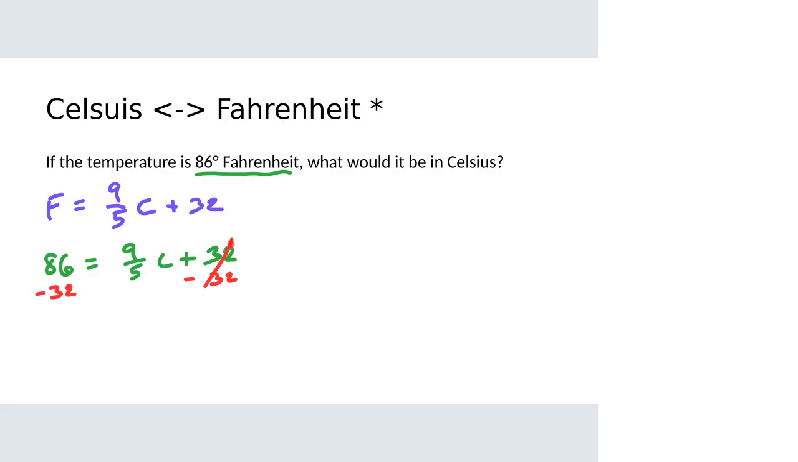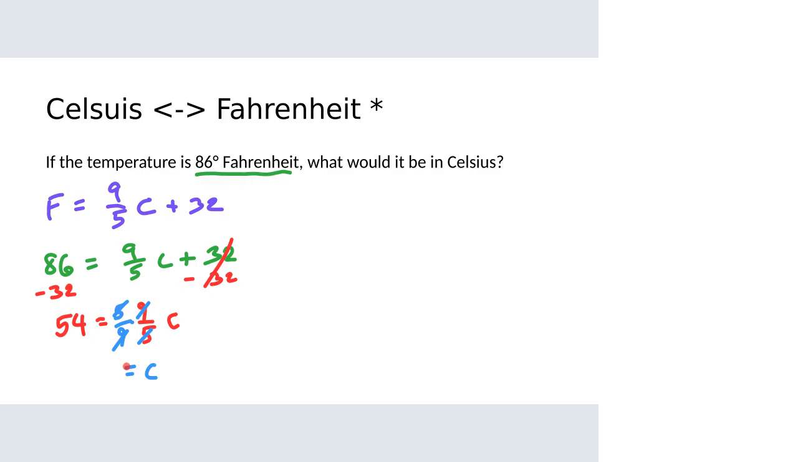Those will cancel, and then I'll have whatever 86 minus 32 is. 54 is equal to 9/5 times C. Now I have 9/5 times C. I want to make that 9/5 go away. This is something we've done before, and some of you actually knew exactly what to do here. If I want 9/5 to go away, I'm going to multiply by the reciprocal. I'm going to multiply by 5/9 because that's going to get the 5s to cancel and the 9s to cancel, leaving me just the C.